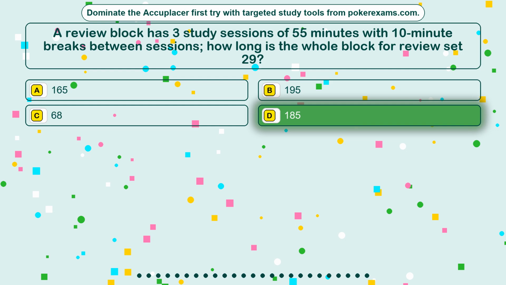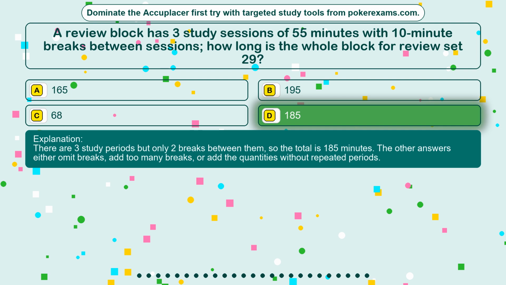The correct answer is option D, 185. There are 3 study periods but only 2 breaks between them, so the total is 185 minutes. The other answers either omit breaks, add too many breaks, or add the quantities without repeated periods.